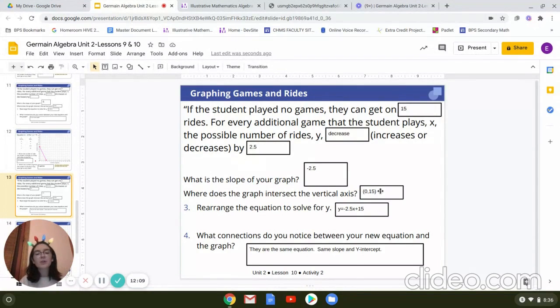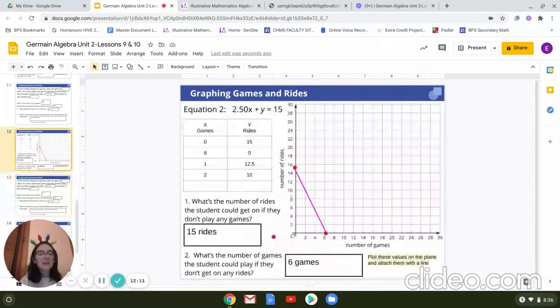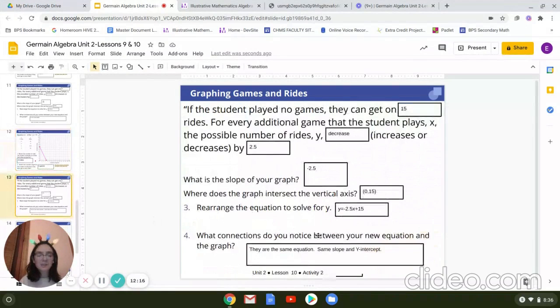The graph's vertical intercept is where it hits your y-axis. Your vertical axis intercept is (0, 15). When we rewrite it and isolate for y, we have to subtract 2.5x from each side to get that y by itself. So we would have y is equal to negative 2.5x plus 15. If you did 15 minus 2.5x, that means the same thing. If we look at this equation line here and we compare it to our graph here, they are the same equation, same slope, same y-intercepts.